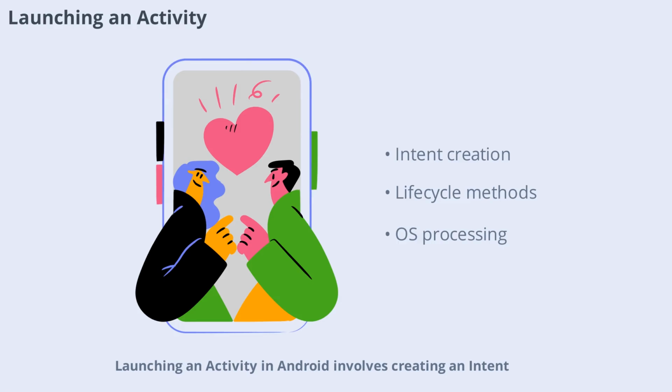Launching an activity in Android involves creating an intent, which is processed by the OS. The activity lifecycle then proceeds through onCreate, onStart, and onResume. Understanding this flow is fundamental for managing UI and user interactions.